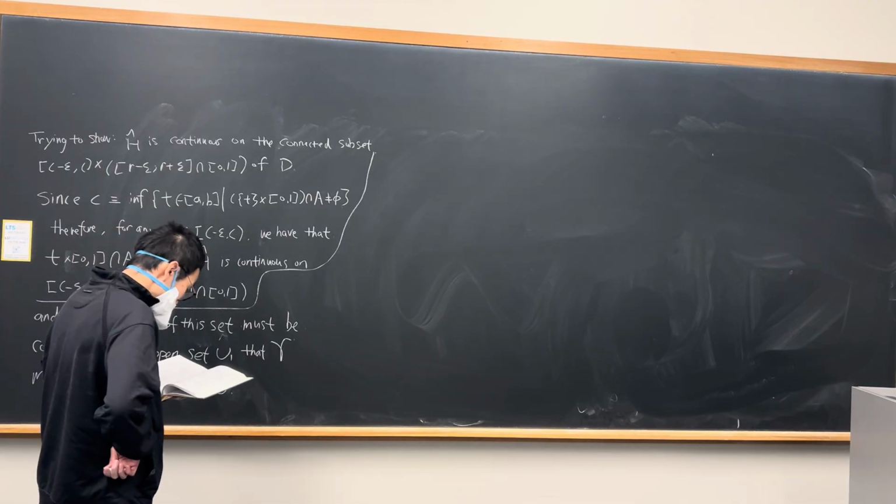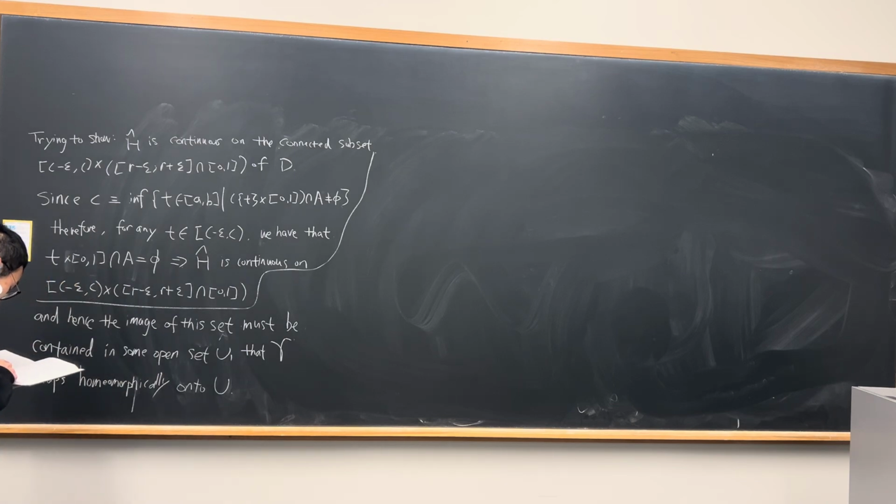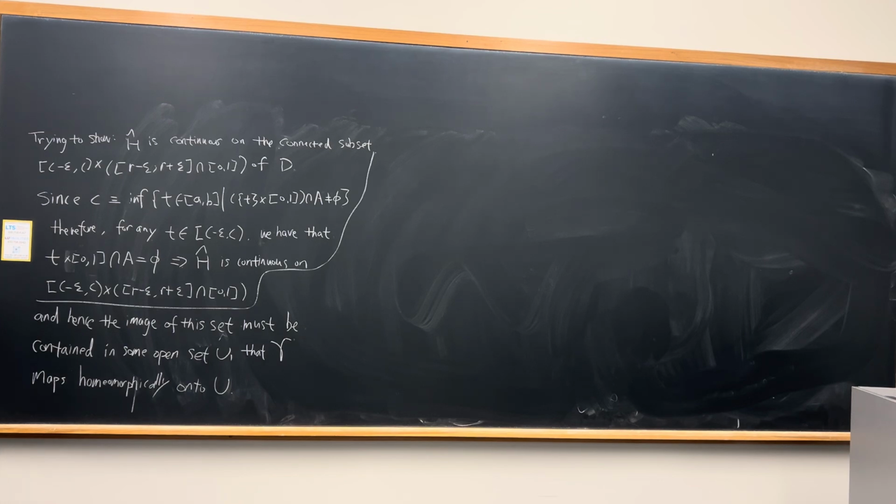Okay, let me write down the original. So here originally it says: if epsilon bigger than 0 is sufficiently small and this D is defined as (C minus epsilon, C plus epsilon) intersect [A, B] cross (r minus epsilon, r plus epsilon) intersect [0, 1], then H of D is contained in some evenly covered open set U. I think what is needed here is, you take the epsilon small so that this D is defined to be the thing I just said, and the image under H of that D is contained in some evenly covered open set U.